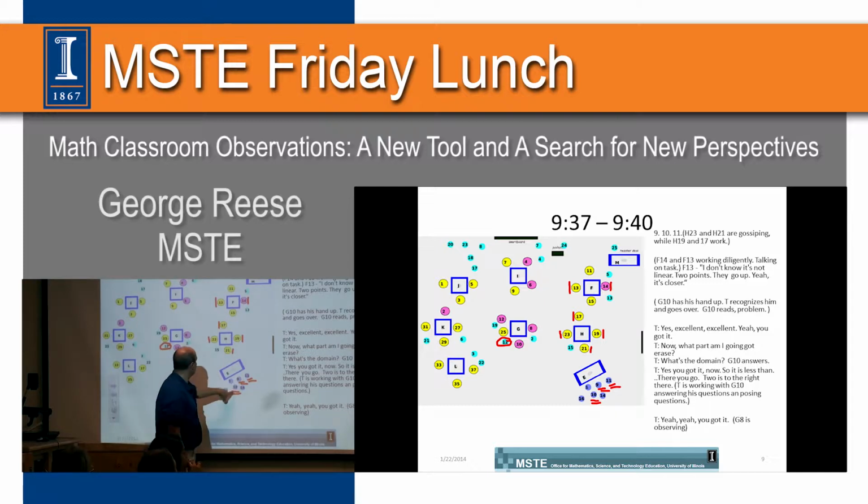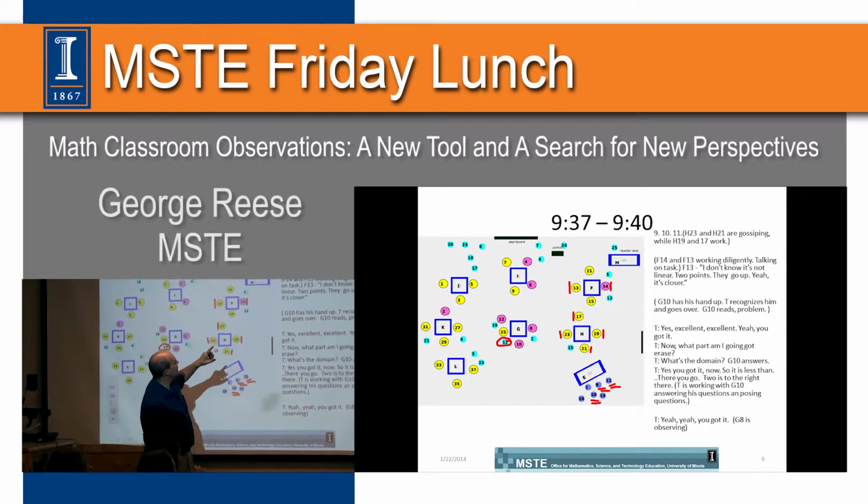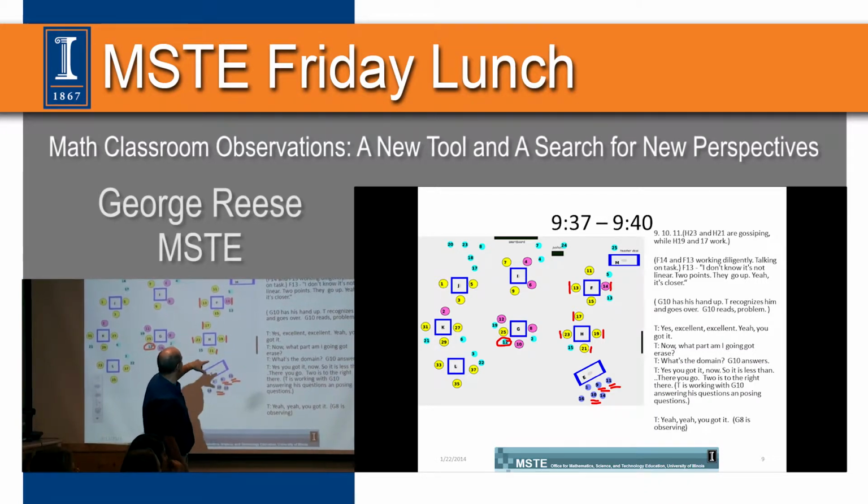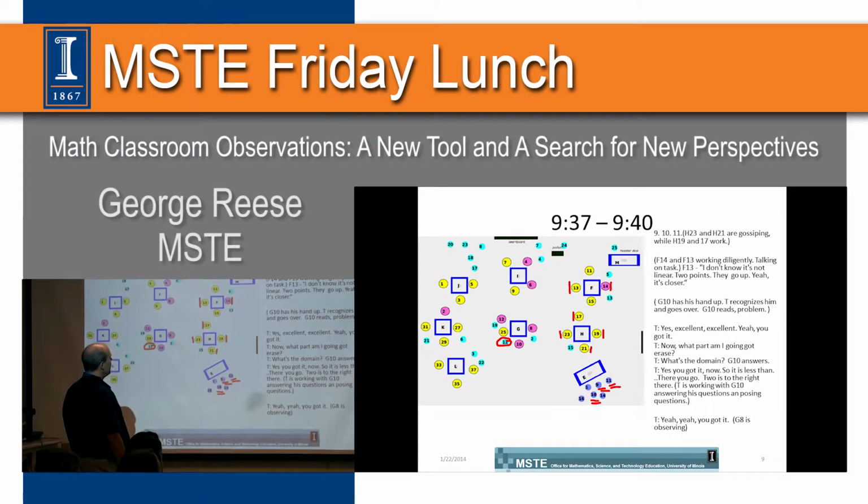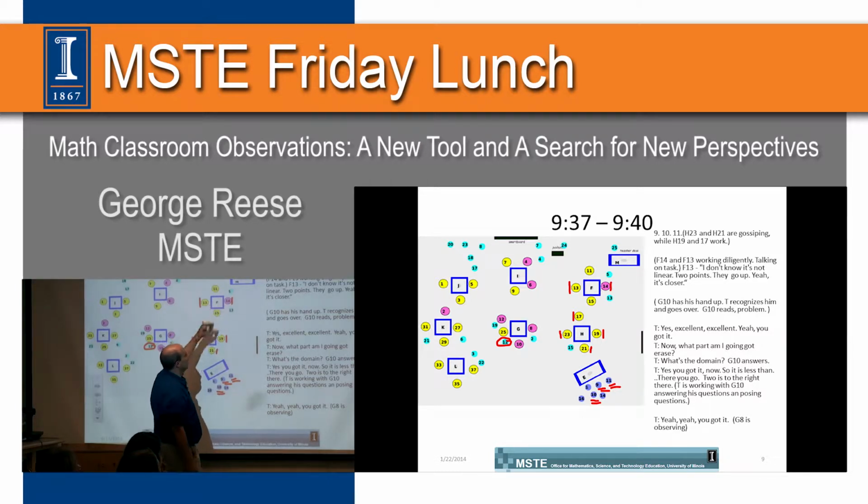So they're my notes here, and teacher is here. And I'm observing students at this time. So H23 and H21 are gossiping, while H19 and H17 are working. It's easy for me to see from here and to note, and so it catches my eye. F14 and F13 working diligently up here. They're talking, but it's on task.